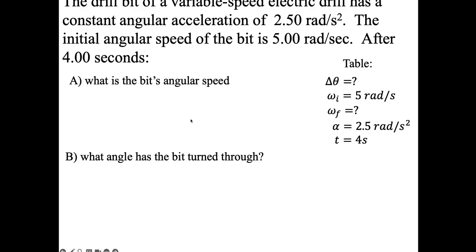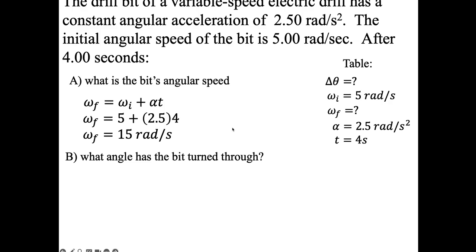Now I need to pick an equation. What equation doesn't have the angle in it, but does have the final angular velocity? That's the first one we looked at. So I substitute in the values I know, the 5 and the 2.5 and the 4. I do a little bit of algebra, and we're at 15 radians per second.